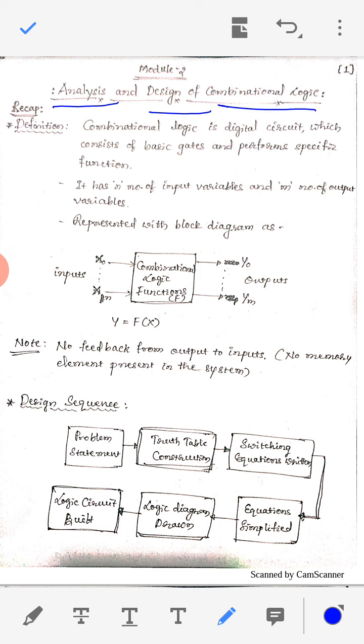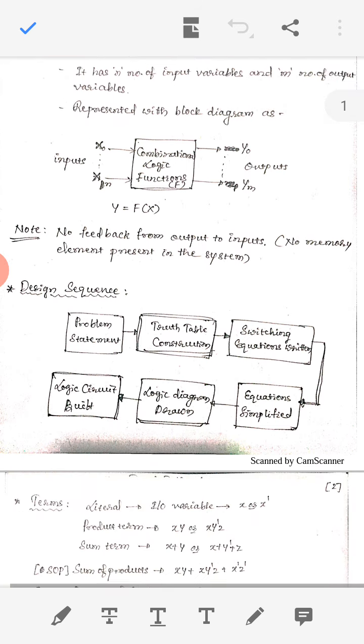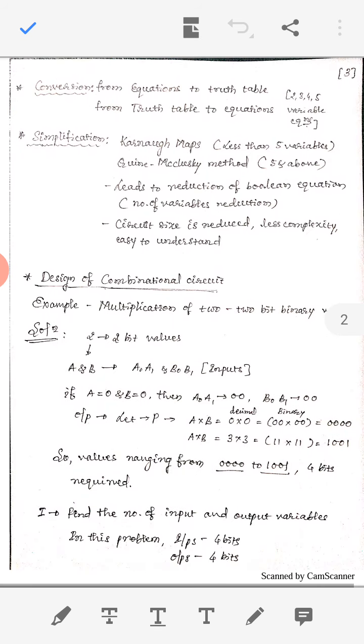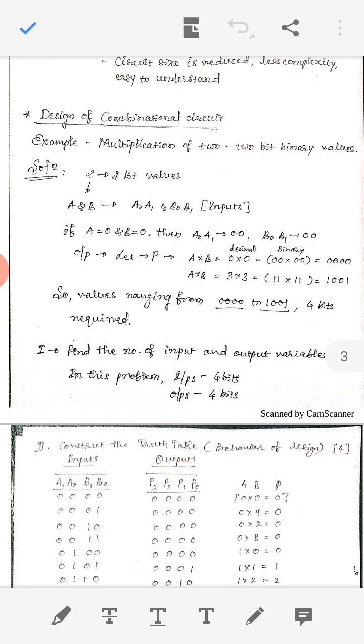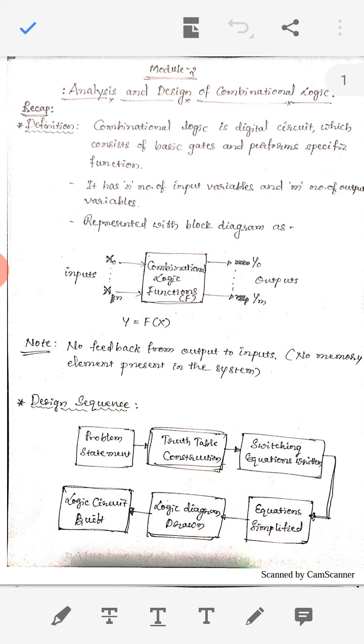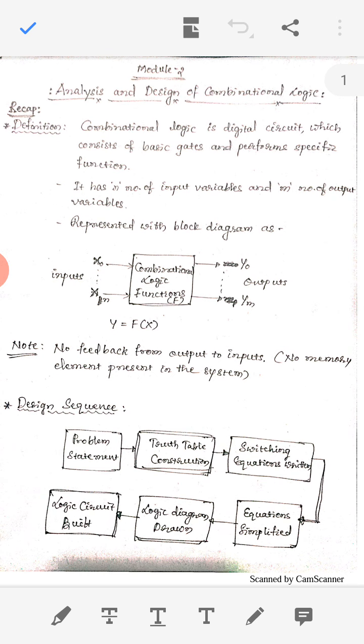Before that, we need to know what we mean by combinational circuits. A combinational circuit is one in which the outputs are always dependent on the present inputs only, and no memory elements are there. So we have studied what combinational and design are, and what the terms are: what a truth table is, why simplification is required, and the design of multiplication of two-bit binary values. This is all required to start module 2. This is just a review of the things required for this module.